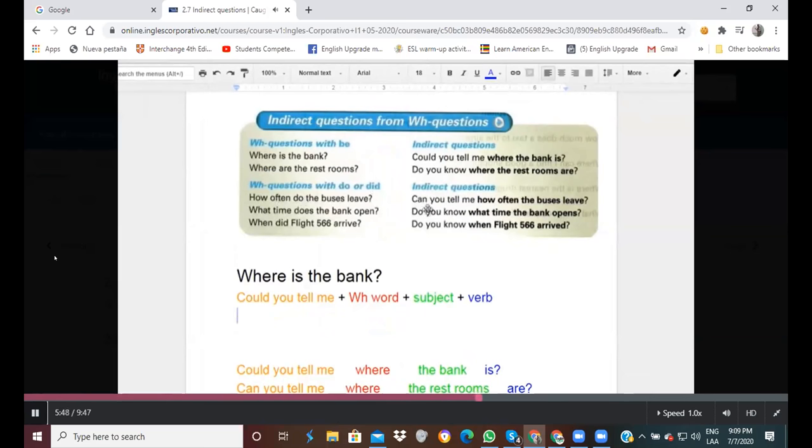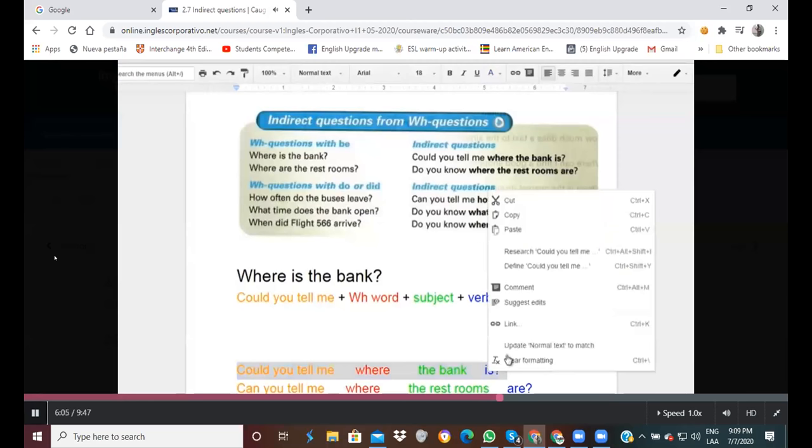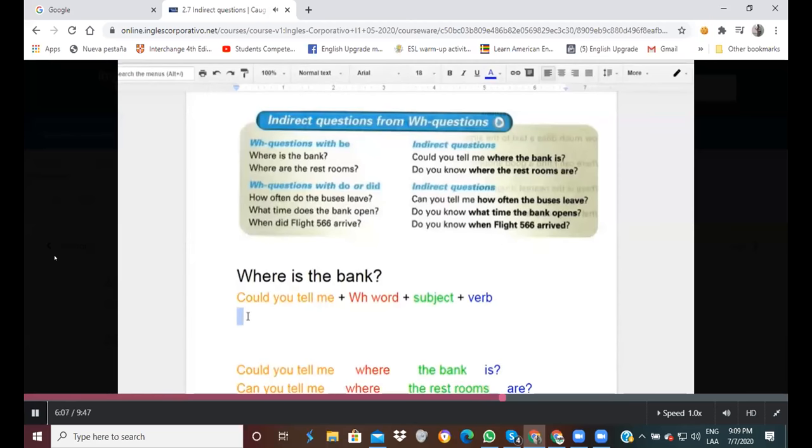So let's try to make sense of those as well. In this case, it's a similar pattern, if you will. How often do the buses leave? What we want to do is change this question into an indirect question. And again, we can use the same pattern that you see here. So I'm just going to go ahead and copy this previous one that you see there so that you can see that nothing changes, or just a few things will change.